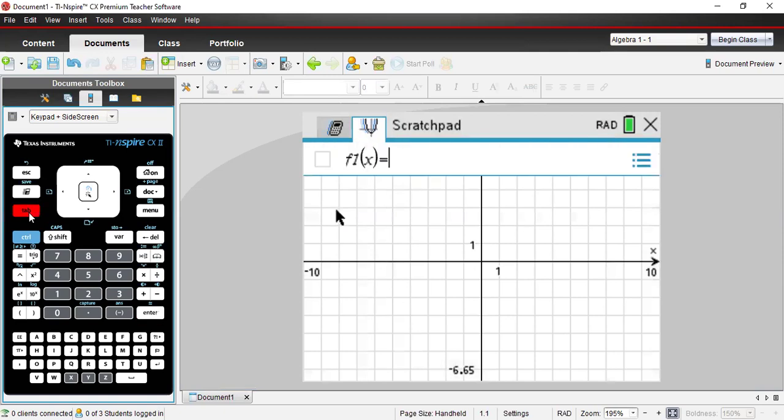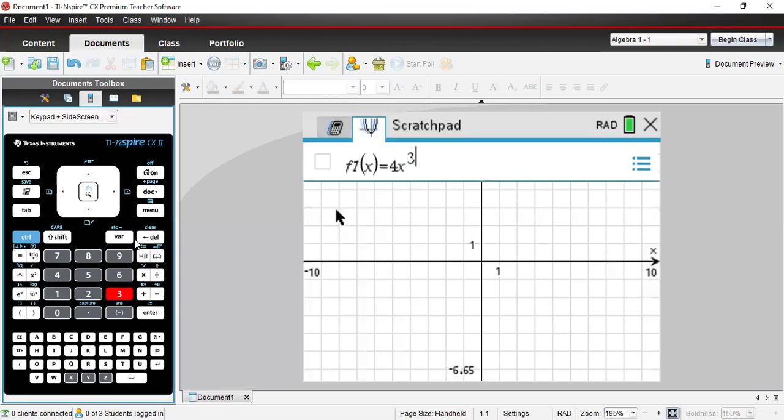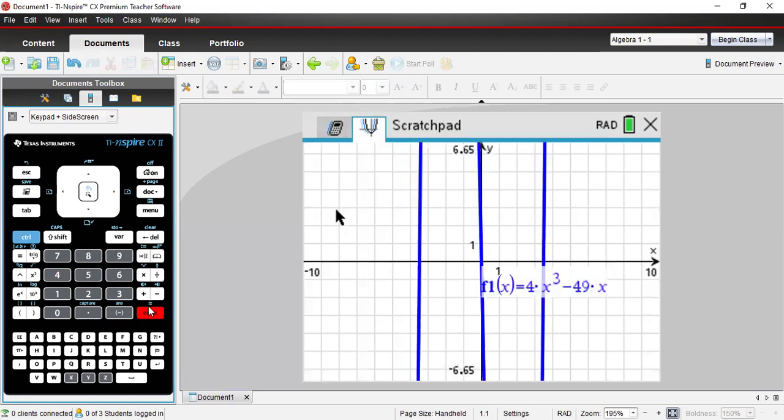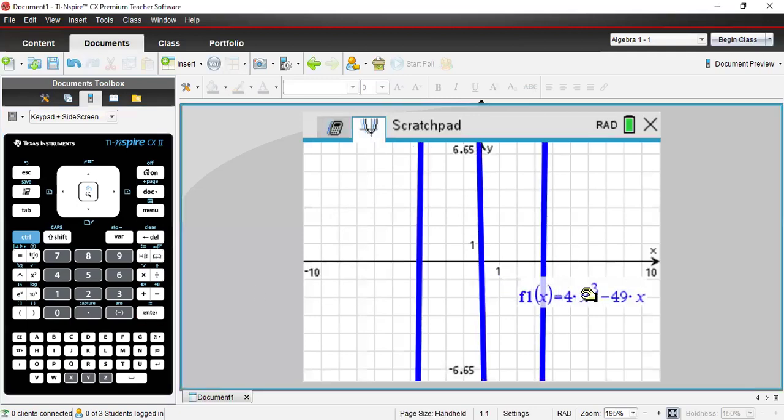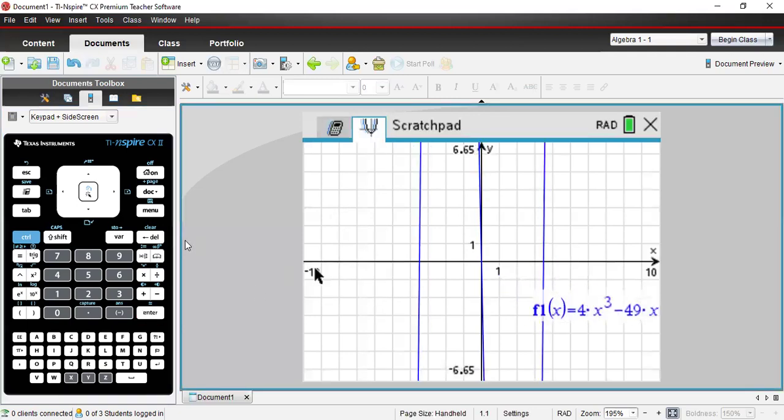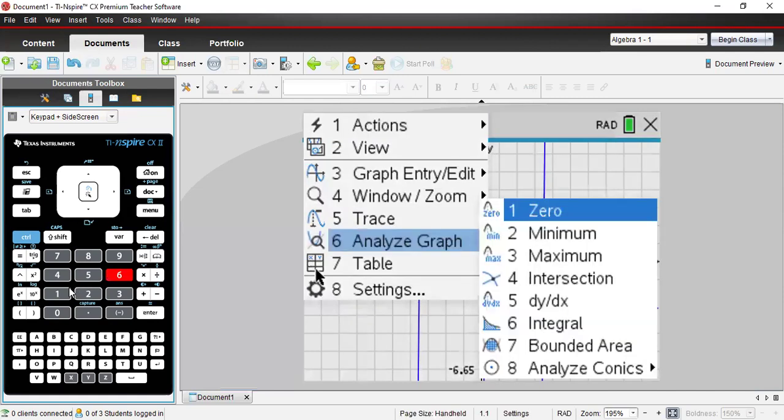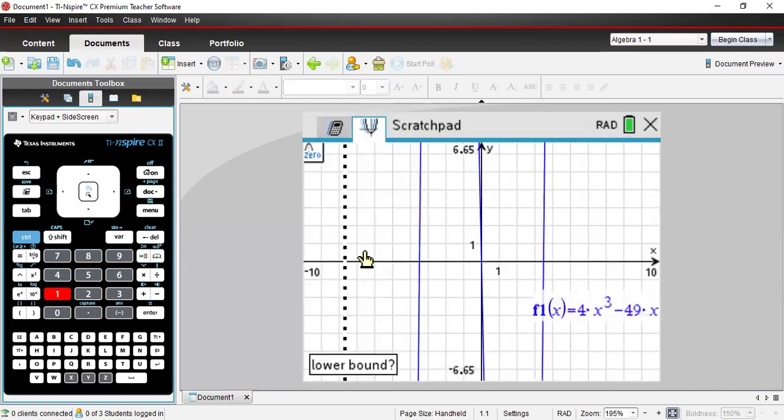And now I'm going to enter the new function, 4x cubed minus 49x. All right, so press enter. And okay, you can see there's 3 zeros, which means I'm going to have 3 factors. So I'm going to go menu 61. I'm going to do this 3 times.